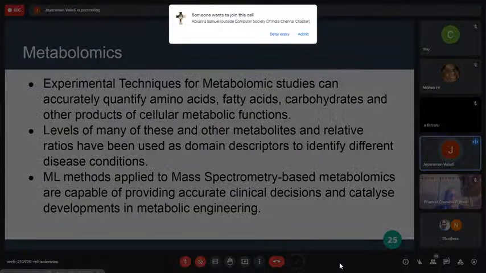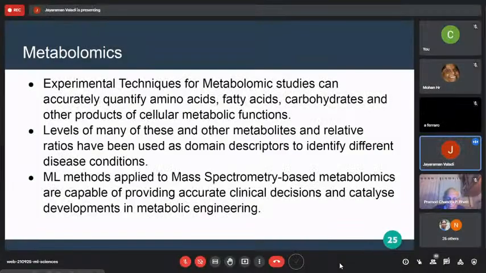The next application is in terms of metabolomics. The experimental techniques for metabolomic studies can accurately quantify the different metabolic products like amino acids, fatty acids, carbohydrates, and other products of cellular metabolic functions. If the metabolic functioning is not proper, this pattern of the amino acid quantities can differ from the normal metabolic patterns. So this metabolic quantification of the products can be used as input and domain information into many different machine learning algorithms and can be used to predict the phenotypes of the diseases.